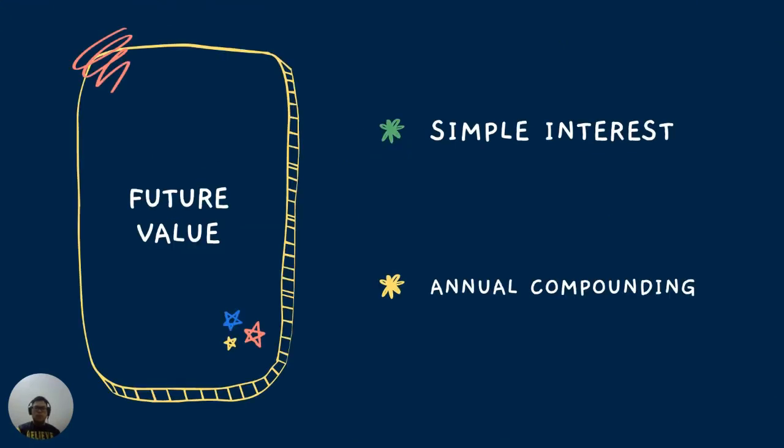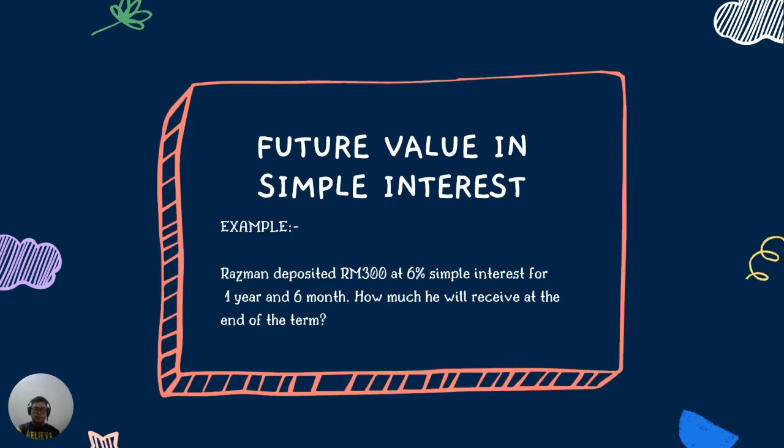Future value has a relation with simple interest, and also with annual compounding. So let's continue. This is how we find future value in simple interest, and this is an example of a question related to simple interest.